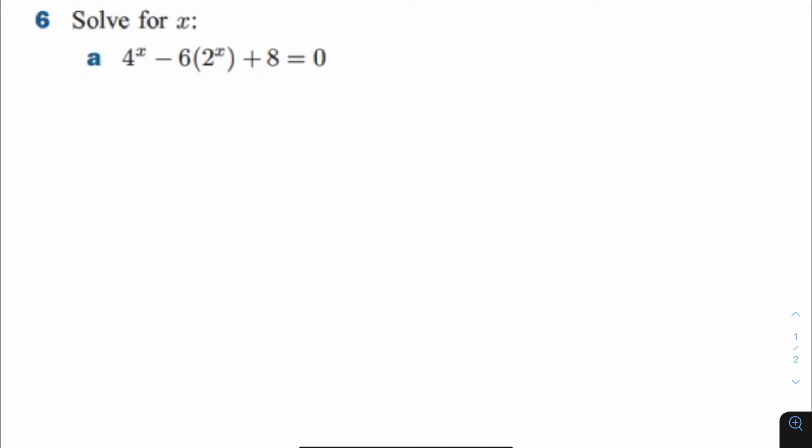So let's get started. So we have an equation here saying 4 to the power of x minus 6 times 2 to the power of x plus 8 is equal to 0. First thing we can notice is that this can be made to the same power as this. We can actually write 4 to the power of x as 2 to the power of 2x, as 2 to the power of 2 is 4. And that can be replaced here with that.